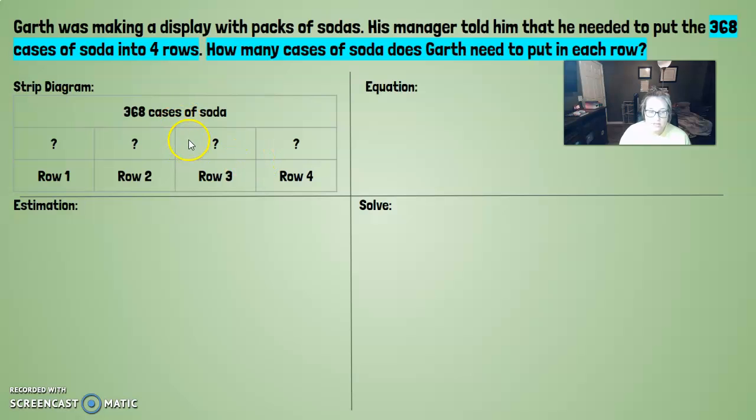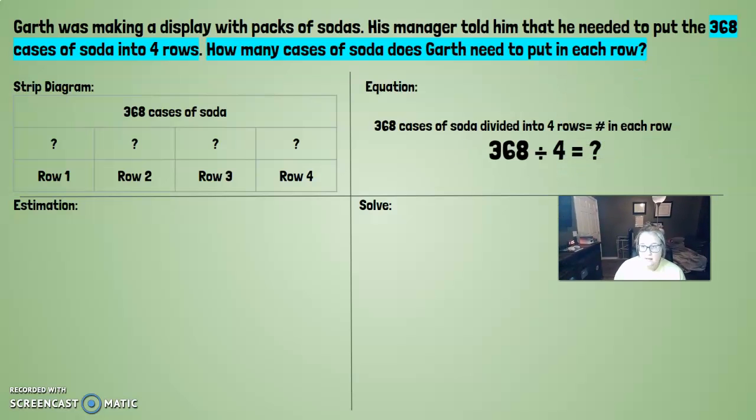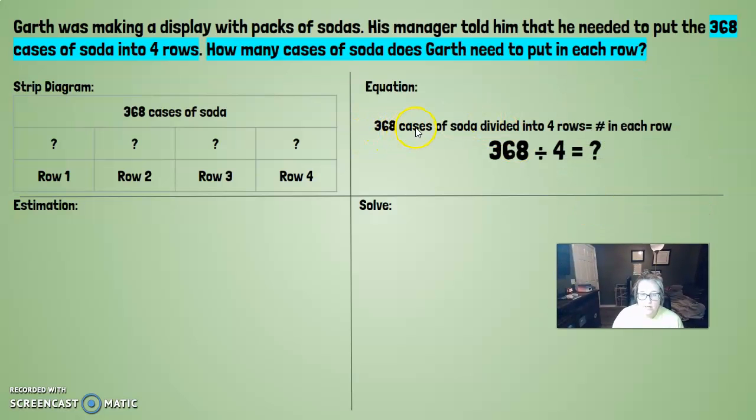Now I'm going to use my strip diagram to make my equation. So I'm going to say that there are 368 cases of soda divided into 4 rows, and that's going to give me my number in each row. So 368 divided by 4 equals, I don't know, that's what I'm trying to figure out. So I'm going to do my estimation next.